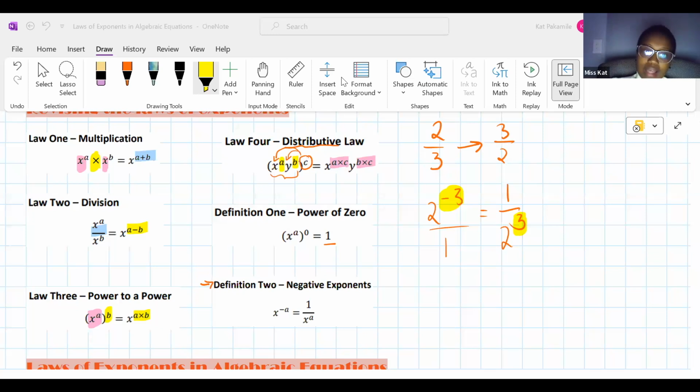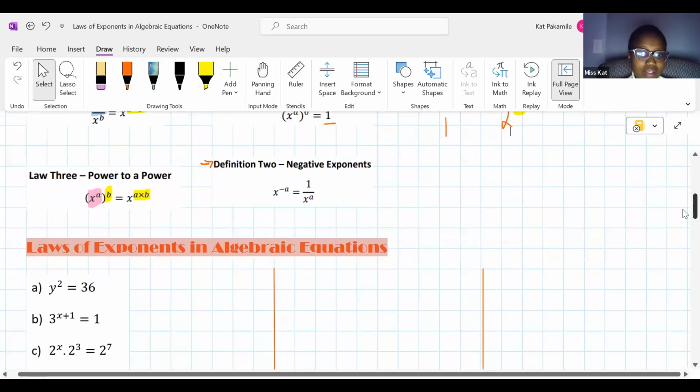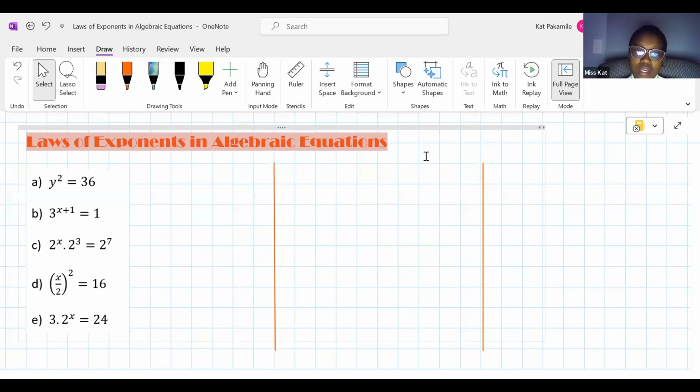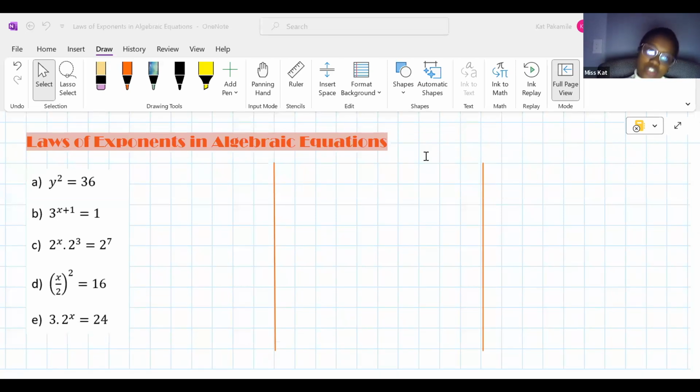Cool. Now let's apply these laws. Now it's going to get hectic. I have so much faith in you guys. I'm actually excited. Remember, we are doing exponents in algebraic equations. So it doesn't necessarily mean we have to use those laws when solving algebraic equations. It just means we have to keep them in mind. So let's keep them in mind.